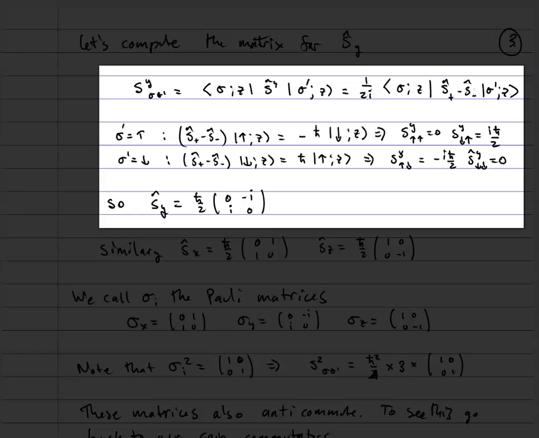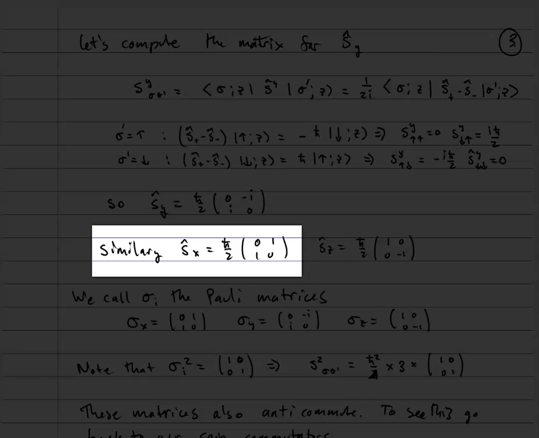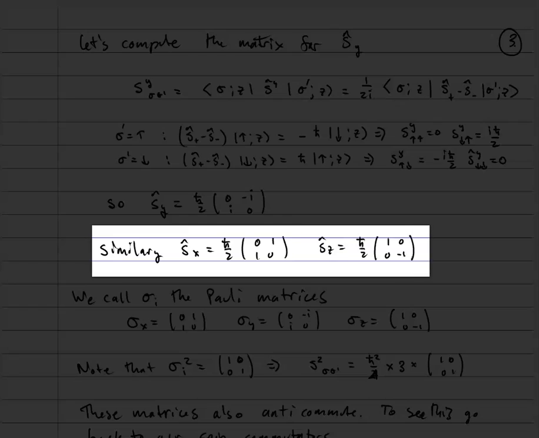And you just have to be careful about figuring out, remember, the top row corresponds to picking the bra to be up and then looking at different kets. And the bottom row corresponds to picking the bra to be down and looking at the two different kets. And then similarly, you can work out that Sx is h bar over 2 times (0, 1; 1, 0). And we already worked out what Sz is.